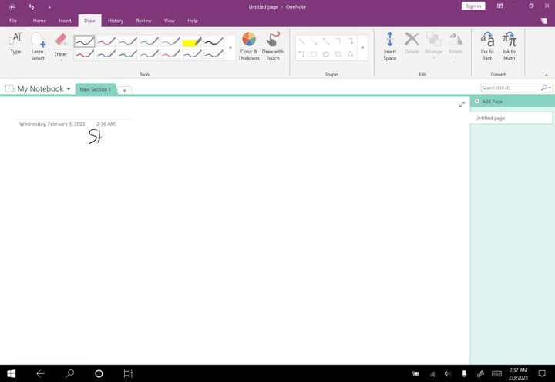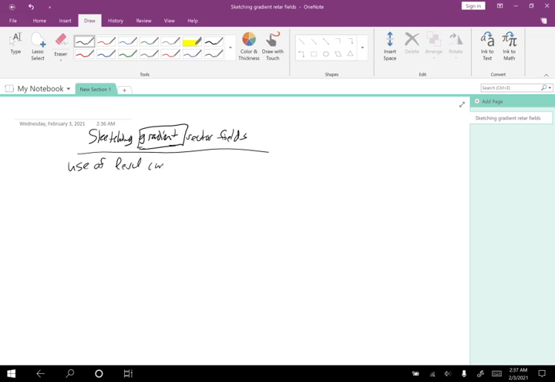Okay, well now we're going to talk about sketching gradient vector fields. And I think sketching gradient vector fields is a lot easier because you can make use of the level curves. So what am I talking about by a gradient vector field? I mean something that looks like this, gradient f. And it's the vector of partial derivatives of f, if I'm in 2D, for example.